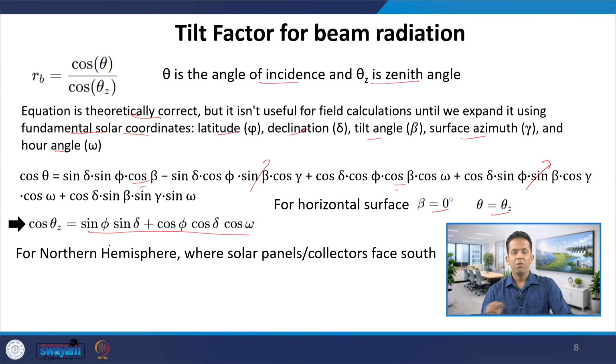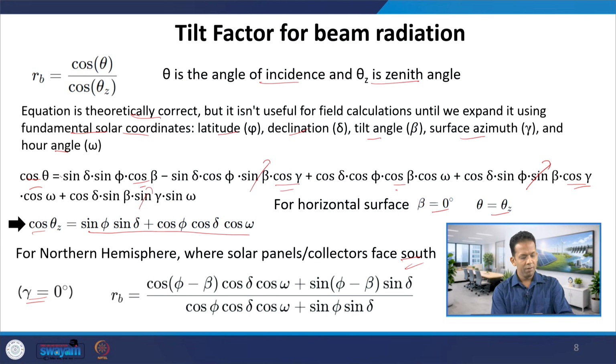Now, for the northern hemisphere, where all the solar panels or collectors are facing south, gamma is 0, right? The surface azimuth angle is 0. So, if you substitute gamma as 0 in this equation, the sine terms get cancelled and the cos gamma terms turn out to be 1, and using again those trigonometric formulas of sin (a plus b) or cos (a plus b), we will get the reduced version of cos theta. So, having that reduced version of cos theta as numerator and cos theta z as denominator, you can calculate RB. RB is nothing but the tilt factor for beam radiation.